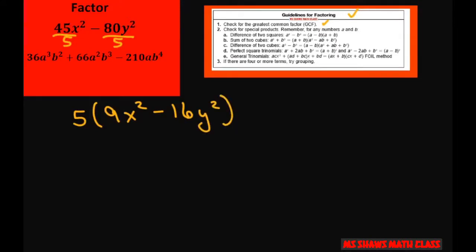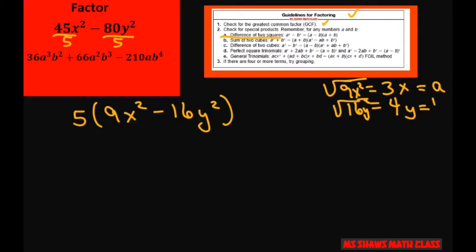Now, once I have that, I notice that's the difference of two squares. So the square root of 9 is 3. The square root of 16 is 4. Now, if I put an x squared in here, the square root of that just gives you 3x. And if I put a y squared here, that just gives you y. So this is going to be your a, and this is your b. And we're going to use this formula. So I can expand that, and I'm going to do 3x minus 4y times 3x plus 4y.